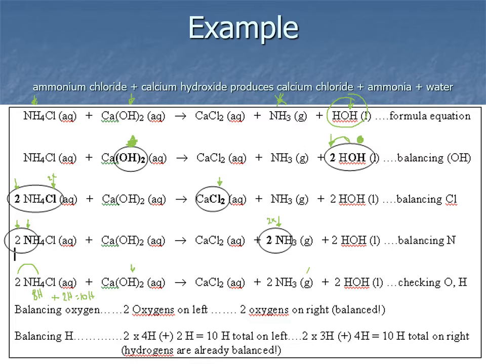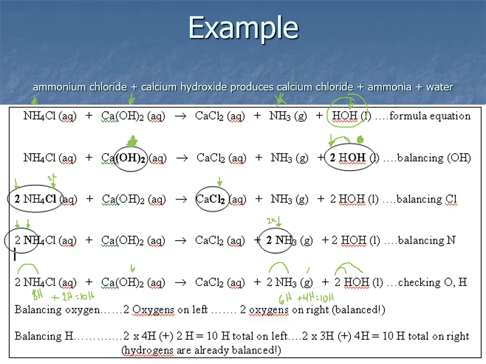What do I have on the right? Well, let's do a count. Here I have 2 times 3, so that's 6 hydrogens. And I have 2 times 2 here, so actually I have 4 more hydrogens there, which equals 10 hydrogens, and the hydrogens actually balance. Even though I did the hydroxides, the hydrogens still balance.